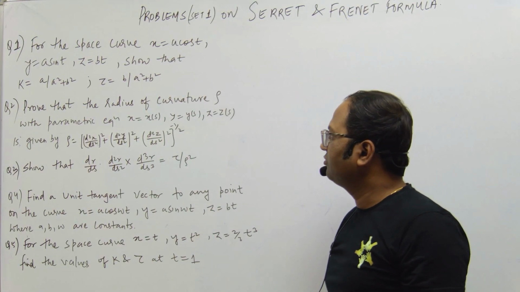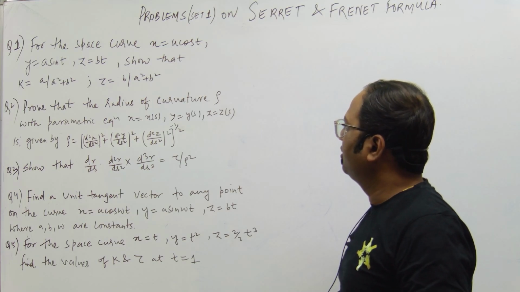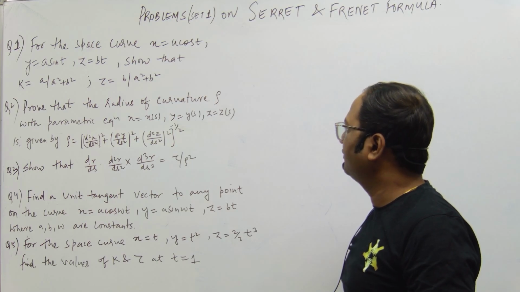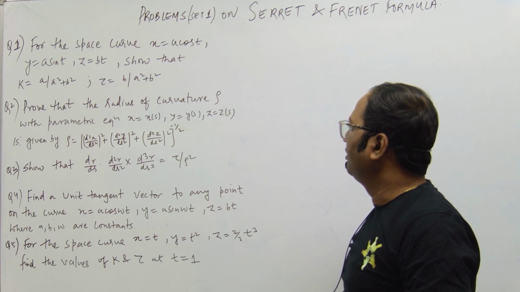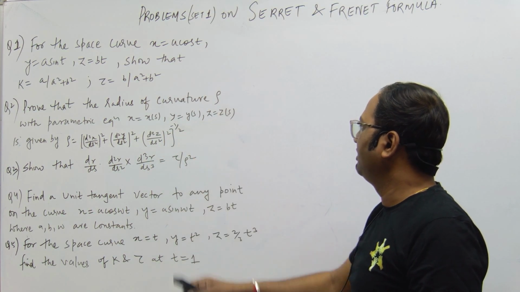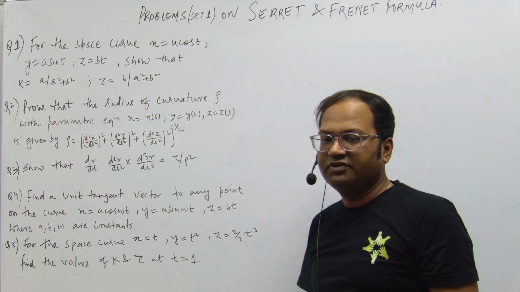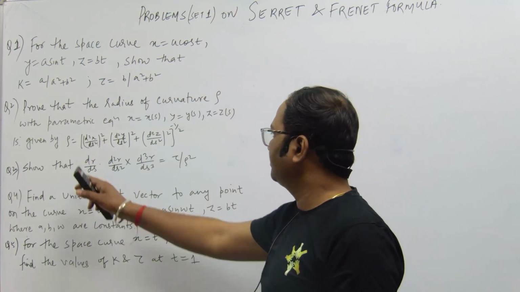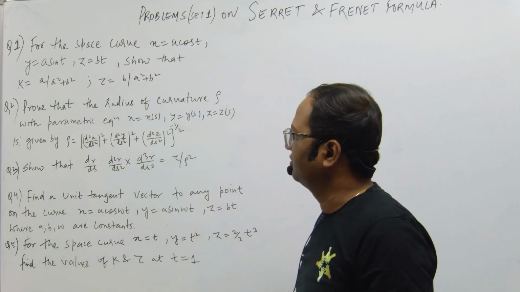Let's discuss question number 2. In question number 2, we have to prove that the radius of curvature is the reciprocal of curvature, 1 upon k, with parametric equations x is a function of s, y is a function of s, z is a function of s. So the value of radius of curvature is given by this particular expression. Let's show this.